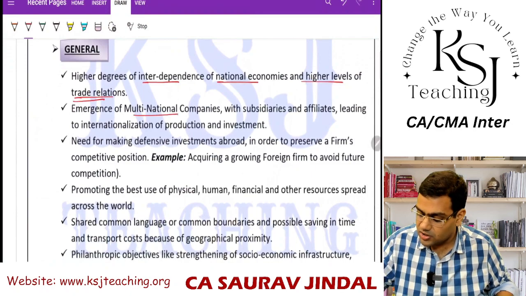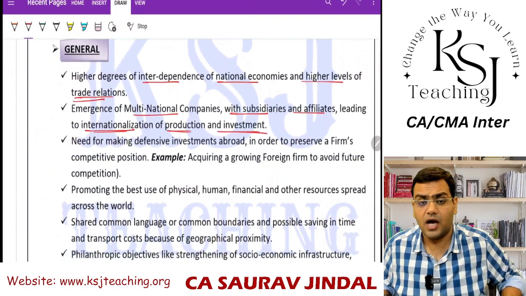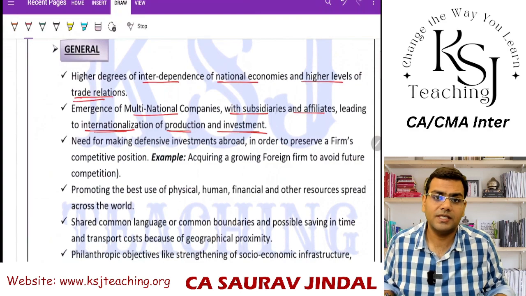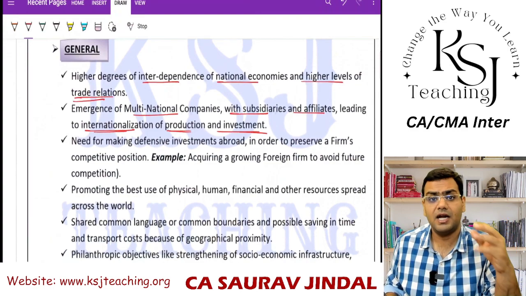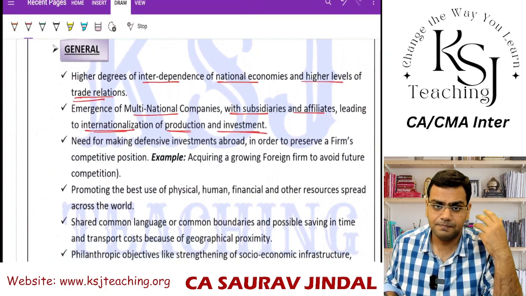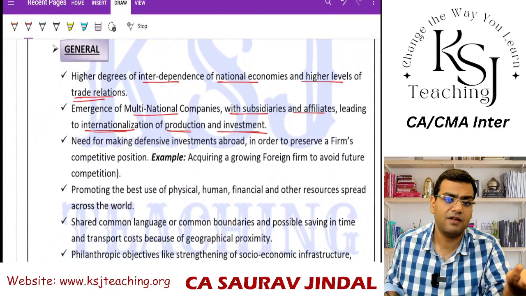Emergence of the multinational companies with the subsidiary and affiliates, leading to internationalization of the production and the investment. Now, if a product is being produced in the USA, it is not necessary that it will be restricted to the USA only. Right now, through FDI, the company that is making the product in USA can set up their office in India and manufacture the product in India. That is what? That is FDI.